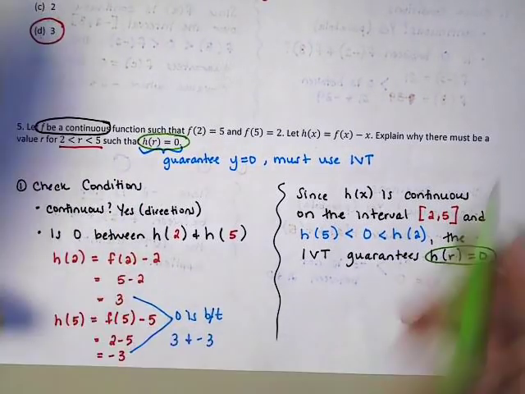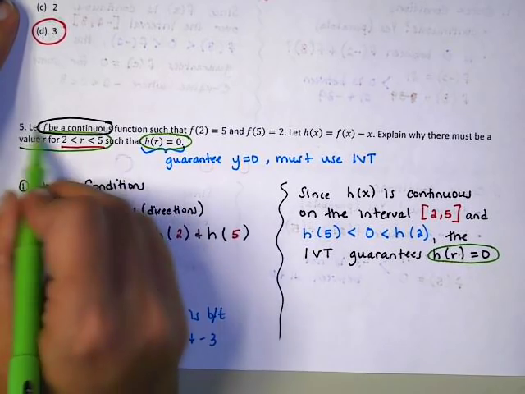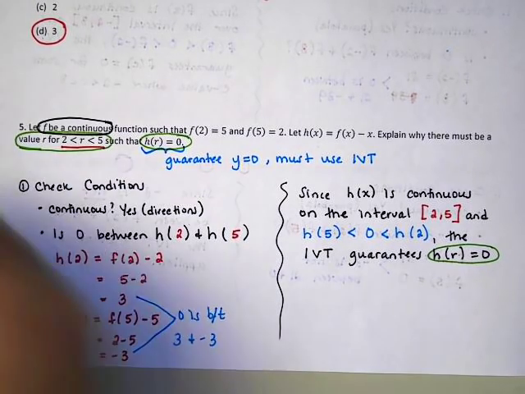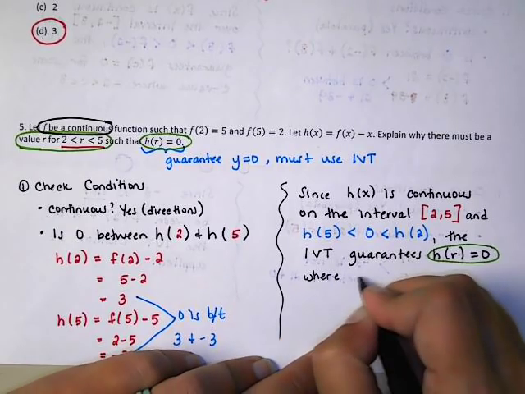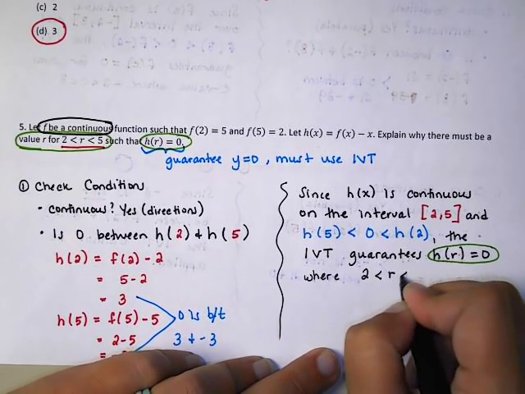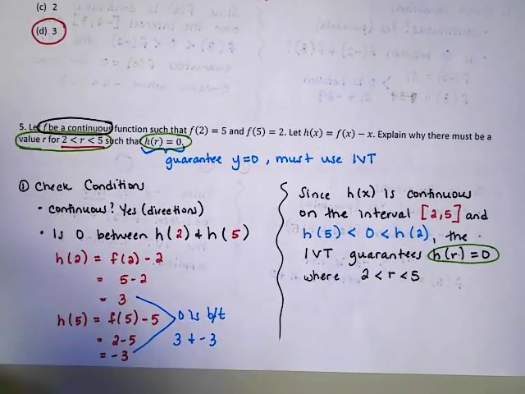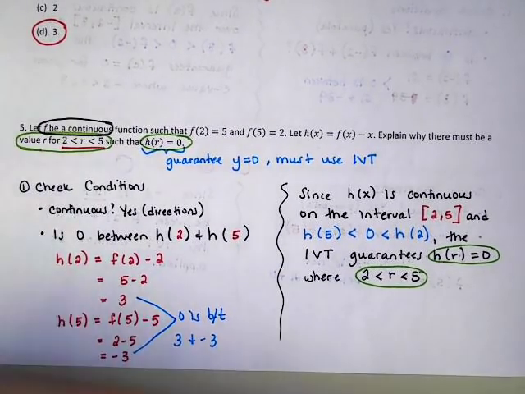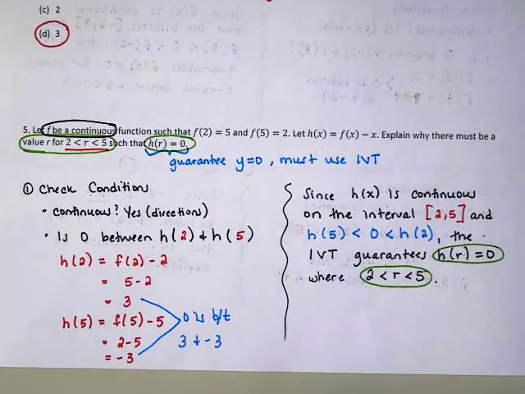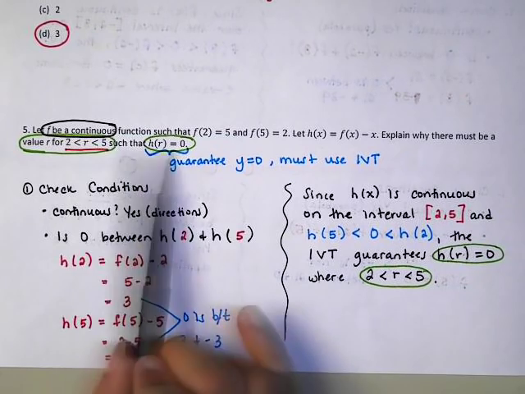And then I'm going to say for some value r, two is less than r is less than 5. I'm just copying the instructions. So I'm copying kind of the question in part of my answer. So since I checked these things and they worked out, then I can guarantee this thing that you asked me to guarantee.